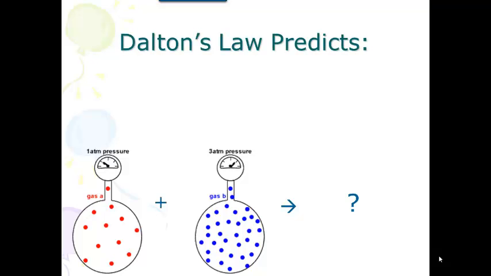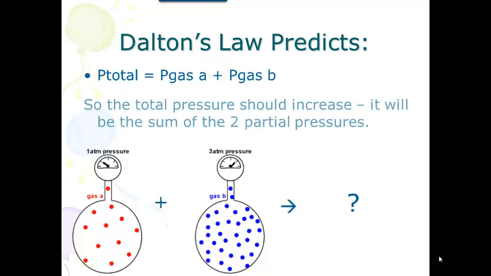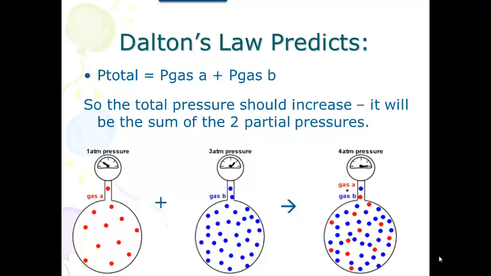Here's a graph example. If we have gas A, represented with the red dots, in a container by itself, and it has a pressure of 1 atmosphere, and in the second container, we have gas B, represented by the blue dots, and it has a pressure of 3 atmospheres. Dalton's law predicts that when we put those together, we should be able to add the pressures to predict the total pressure of the mixture. If you put the red and the blue gas together, we should get a total pressure of 4 atmospheres: 1 atmosphere from the red gas, 3 atmospheres from the blue gas equals a total of 4 when they're combined.